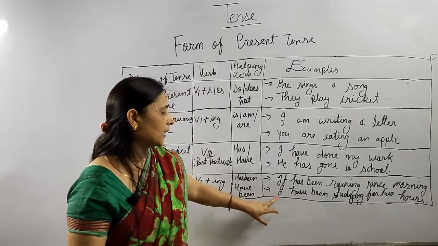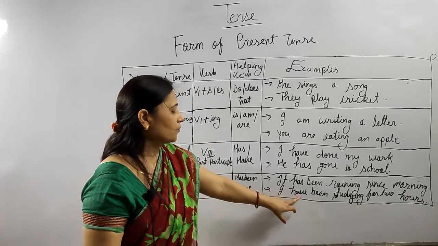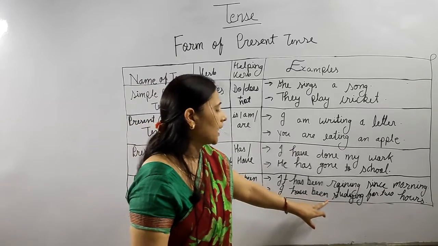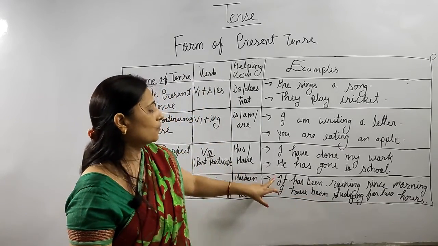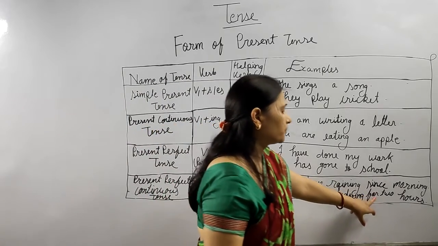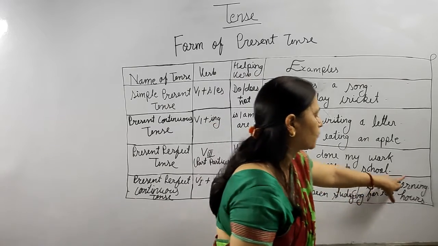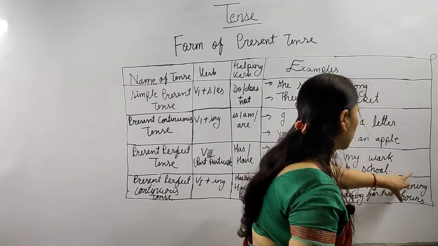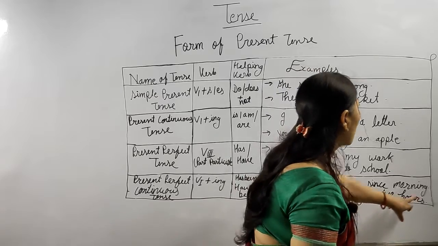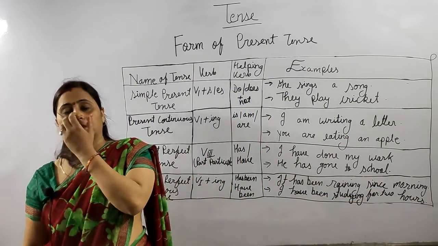It means I have been. I is a plural form, and with the plural subject we have used the helping verb have been. With the singular, we are using the helping verb has been. And since is a point of time, since showing the point of time, means since morning, and for 2 hours showing the period of time.